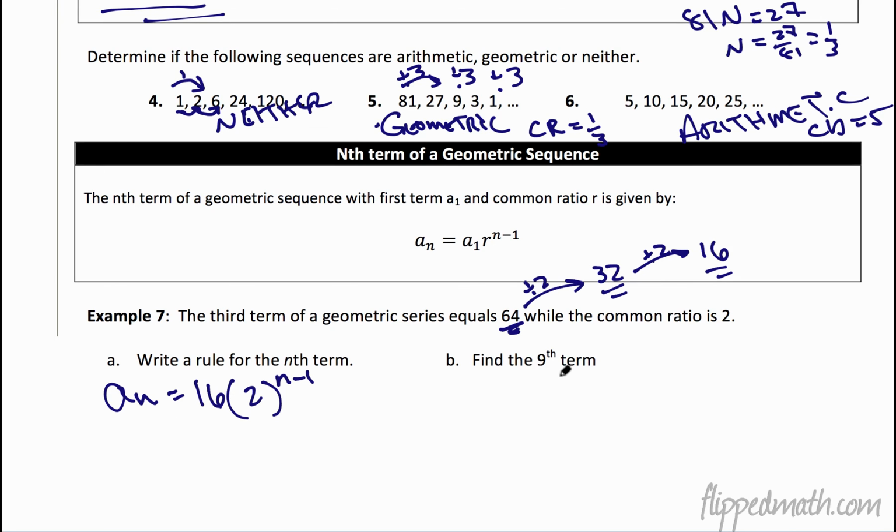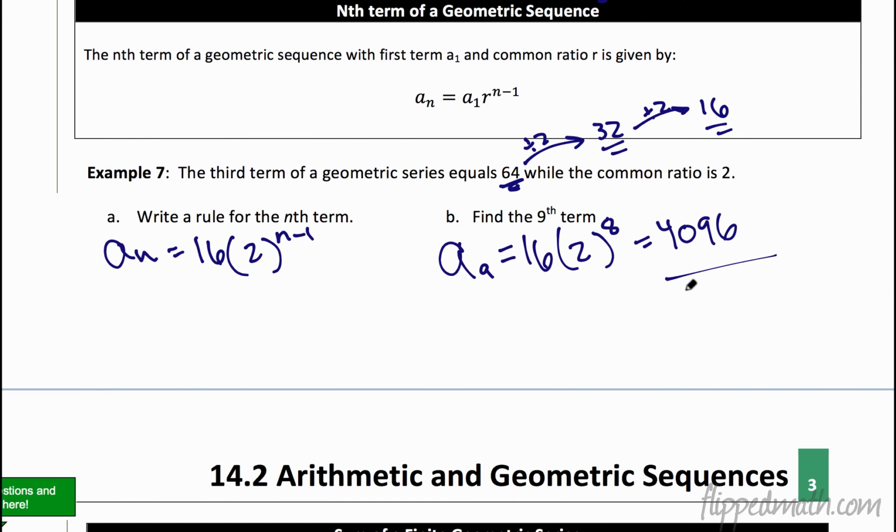So they want us to find the ninth term. So a sub 9, ooh, that's tricky. They look the same. A sub 9 equals 16 times 2 to the 8th, because it's one less here, n minus 1. Do we want a real number for that?